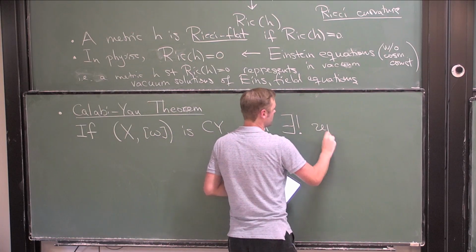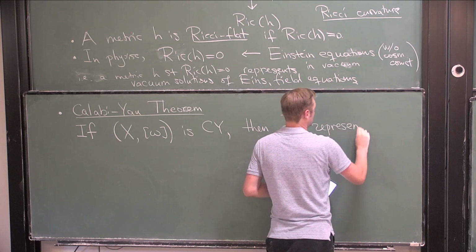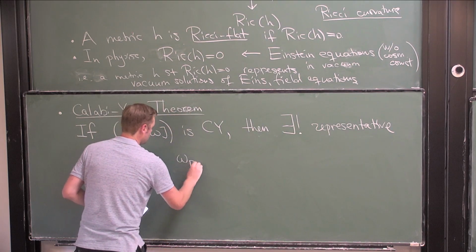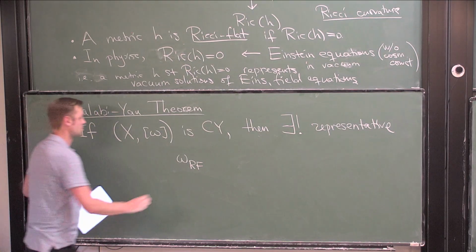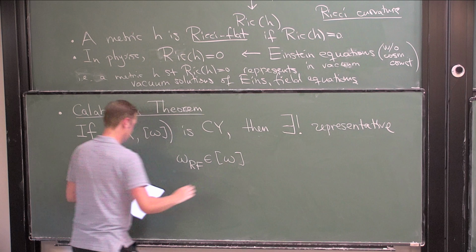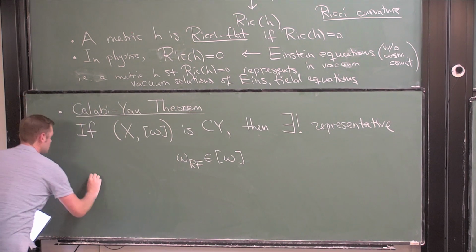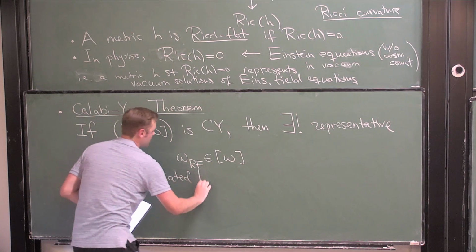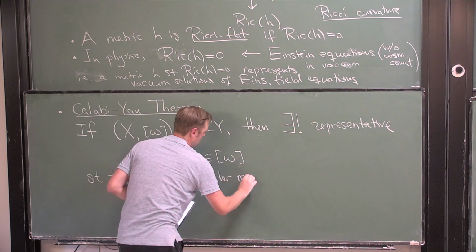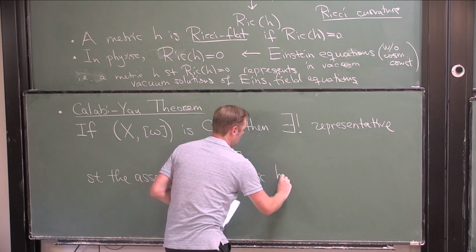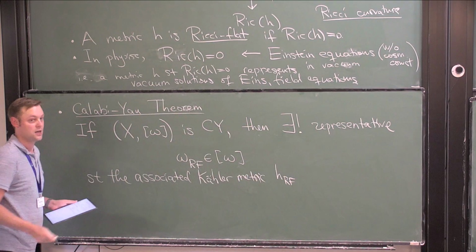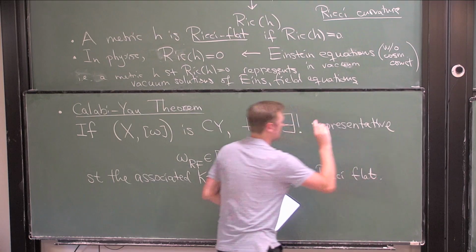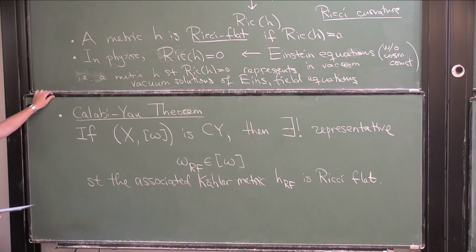a unique representative of this Kähler class, which I will call omega sub RF, such that the associated Kähler metric H RF is Ricci flat. That's the theorem of Calabi-Yau.